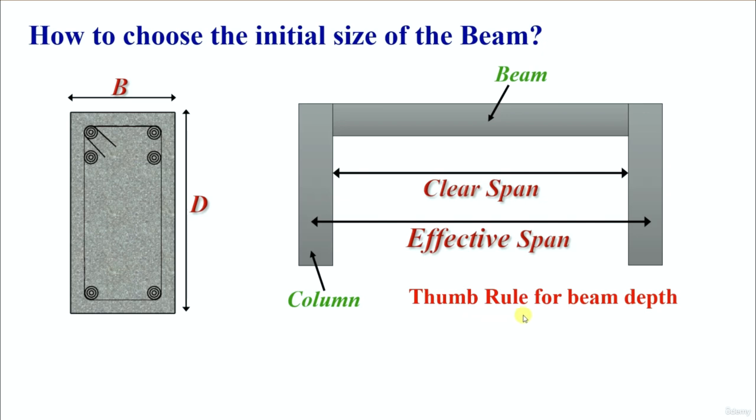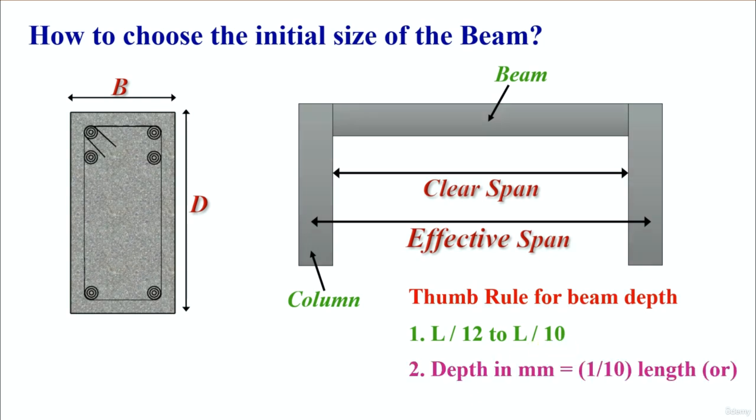So let's look into the thumb rule for beam depth. To find out the beam depth, we have thumb rules. First one is L by 12 to L by 10. Second one is depth is equal to 1 by 10th of length. That is, if we want in millimeter, we have to use this formula. Another thumb rule, if the span is given in feet, then we have to use this formula. That is, 1 feet length is equal to 1 inch depth we need to consider. So here the length indicates the clear span. In this formula also the length indicates the clear span.